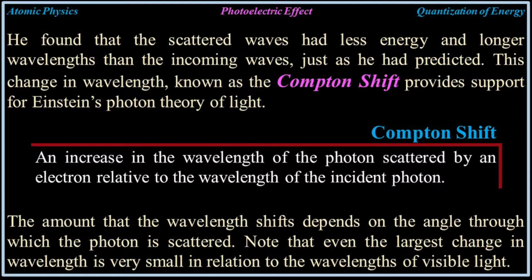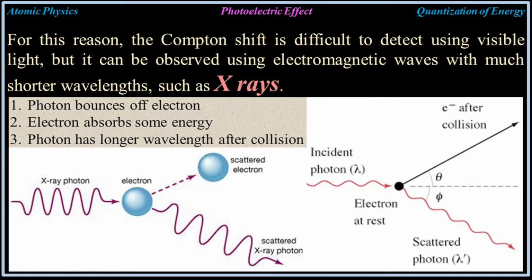Compton shift: an increase in the wavelength of a photon scattered by an electron relative to the wavelength of the incident photon. The amount that the wavelength shifts depends on the angle through which the photon is scattered. Note that even the largest change in wavelength is very small in relation to the wavelength of visible light. Go back and check out figure 6 based on the Compton shift explained here on this slide. For this reason, the Compton shift is difficult to detect using visible light, but it can be observed using electromagnetic waves with much shorter wavelength, such as X-rays. One photon bounces off an electron, the electron absorbs energy, and the photon has a longer wavelength after the collision.